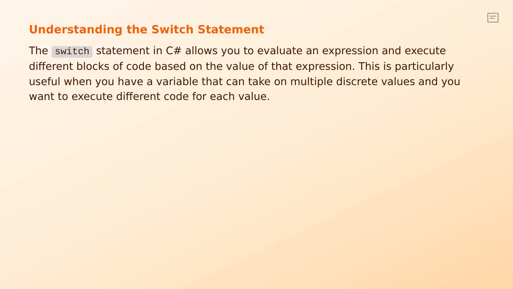This section covers understanding the switch statement. The switch statement in C# allows you to evaluate an expression and execute different blocks of code based on the value of that expression. This is particularly useful when you have a variable that can take on multiple discrete values and you want to execute different code for each value.